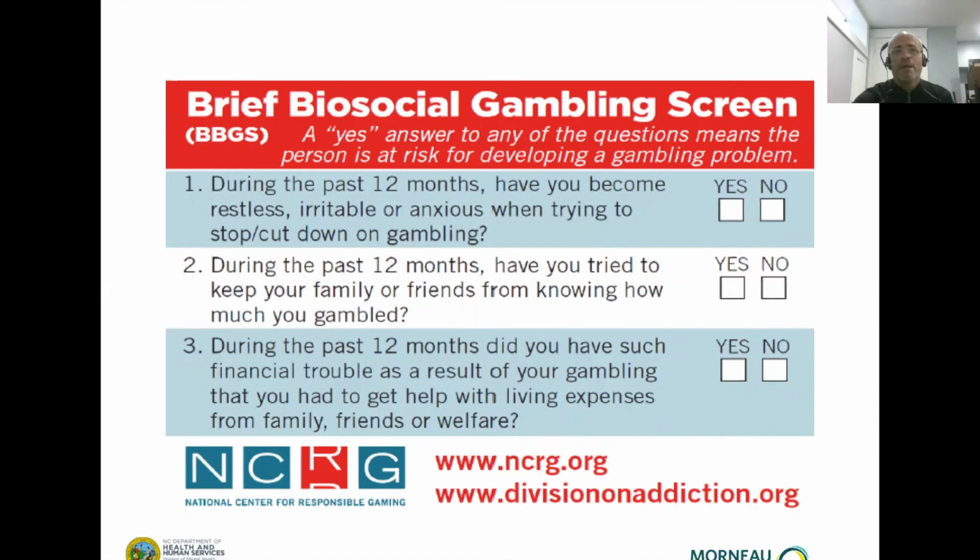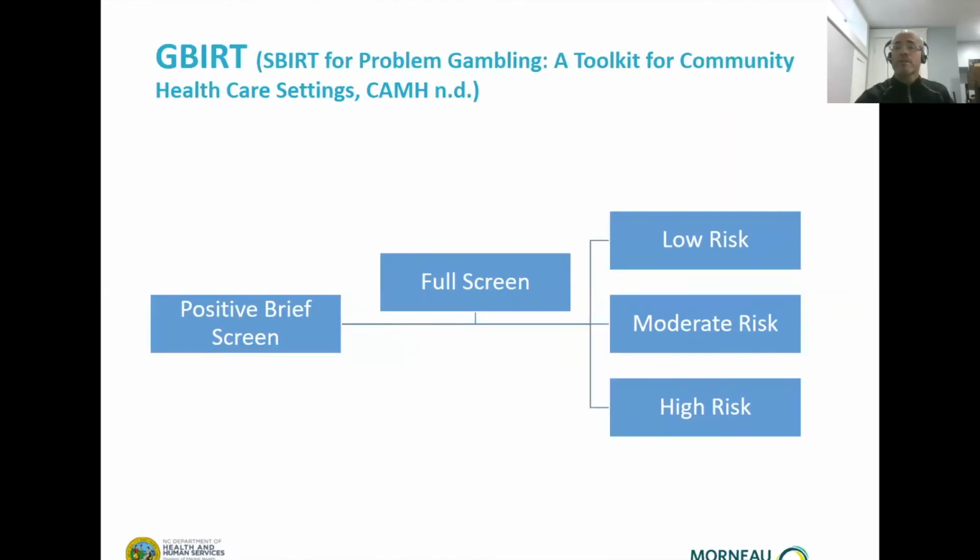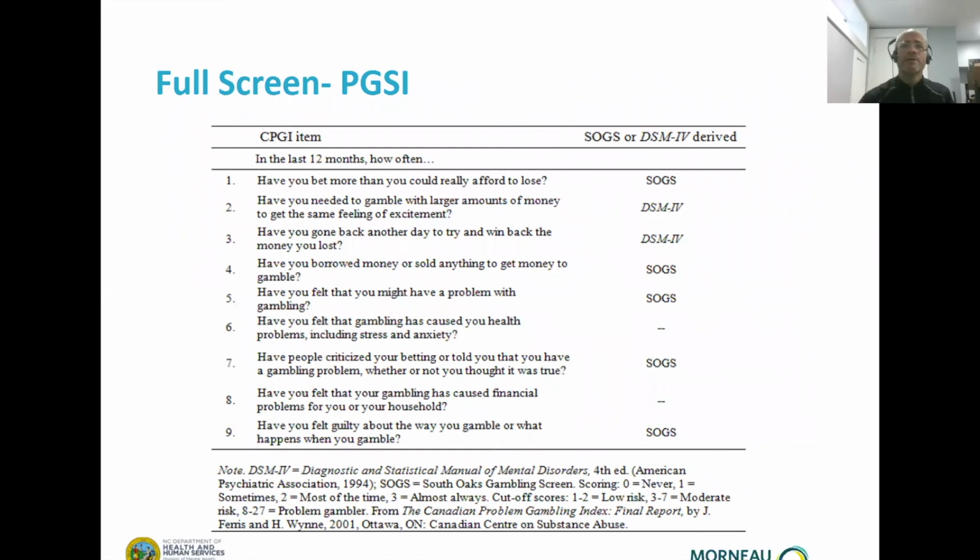But let's say they answer yes to any of these or more than one of these. That means we're going to do what? Just like moving from the AUDIT-C to the full AUDIT, we move from the brief biosocial gambling screen to the PGSI. Why? Because we want to determine their level of risk. Here's the full PGSI. There's 9 questions. I'm running short of time, so I'm not going to go through these questions.